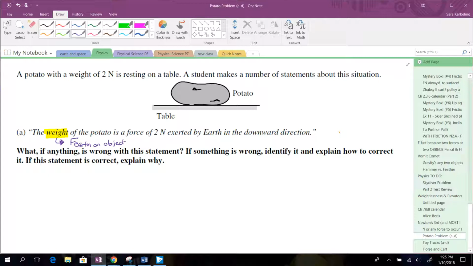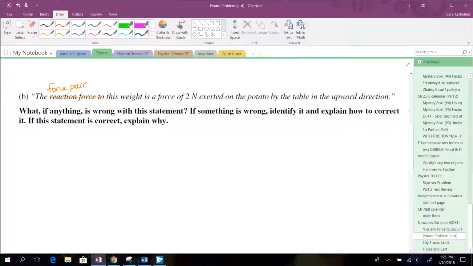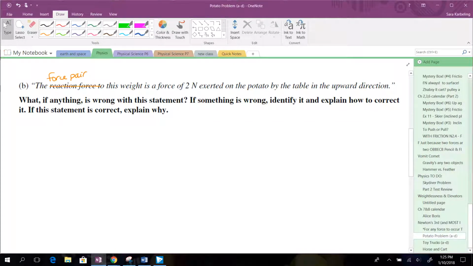What do we say? Yes? No? Is that one true? That's true. It is true. Okay. So here's my potato. That's a really lumpy potato. And there's a force of the earth on the potato, and it acts downward. Okay for A? Okay. All right, let's do B. Have a conversation at your tables.